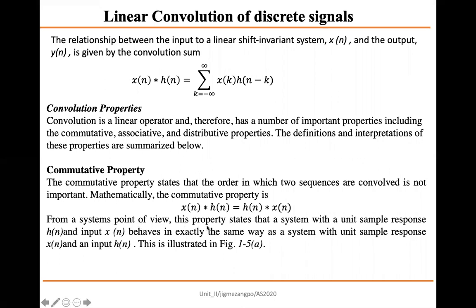From the system point of view, this property states that a system with unit sample response h of n and input x of n behaves in exactly the same way as a system with unit sample response x of n and input h of n. So when you interchange, this becomes the input and this becomes the impulse response. Either way it can happen: the input can become the impulse response, and h of n, the impulse response, can become the input. So this is what the commutative law states.